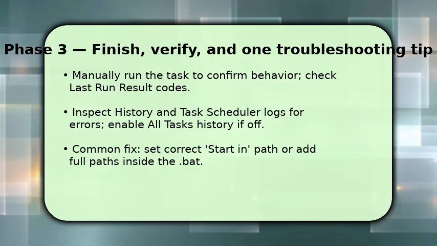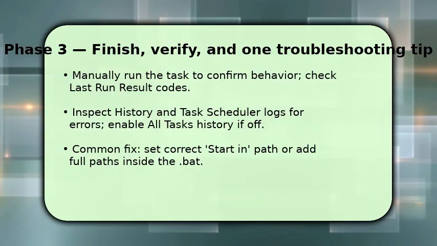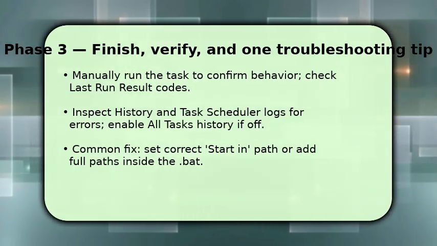If you still have problems, run the BAT from an elevated command prompt to reproduce errors. Then adjust permissions, or add full paths inside the script to eliminate ambiguity.